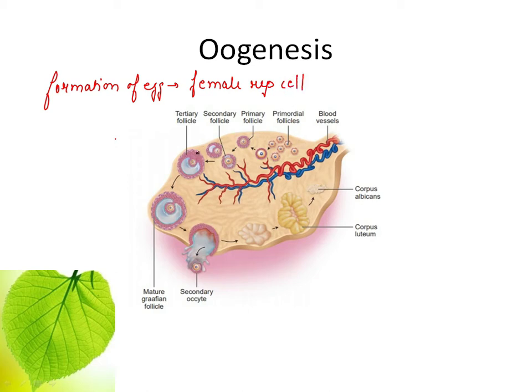Some of the cells of the germinal epithelium are considered as the oogonium. Mitosis occurs and after that differentiation occurs and they become primary oocyte.